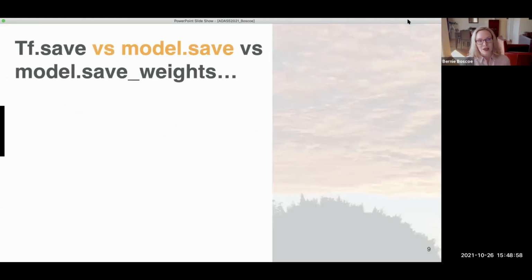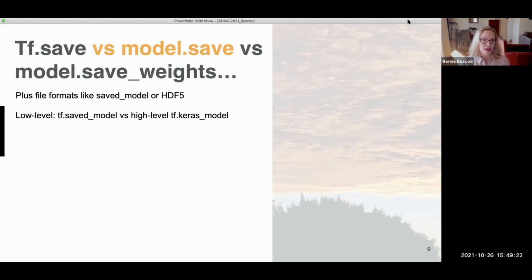So if we look in this space of, in this case, I'm using TensorFlow as an example, you have TensorFlow.save, model.save, you have model.save weights, and then there's all of these different ways that you can save models. Plus you have the different file formats like saved model, which is a TensorFlow proprietary format, or the classic HDF5, which I assume that ADAS folks are familiar with. And then you have these low-level versus high-level model type saving implementations. And these depend on your API.